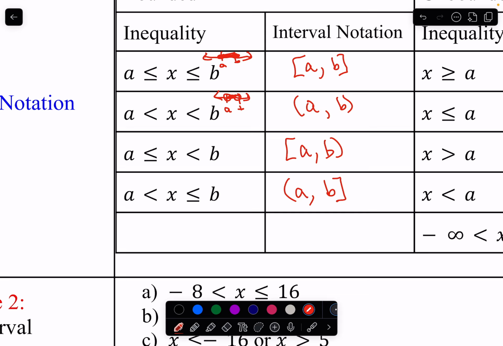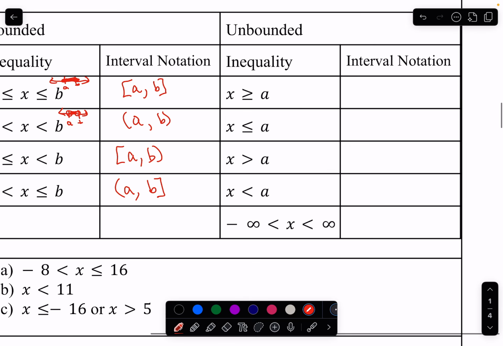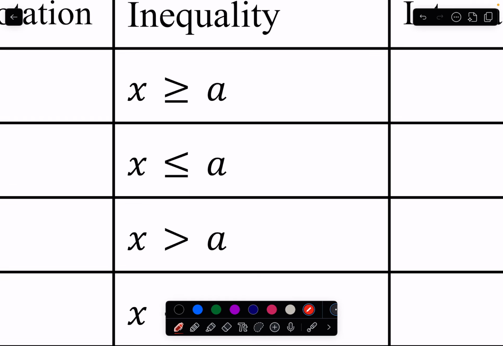Now, let's take a look at an unbounded inequality. Now, you know how like when you draw an inequality and you color in one direction or the other? Example, okay, so here's A. x is greater than or equal to A. We're going to close in A, and then we're going to shade to the right.